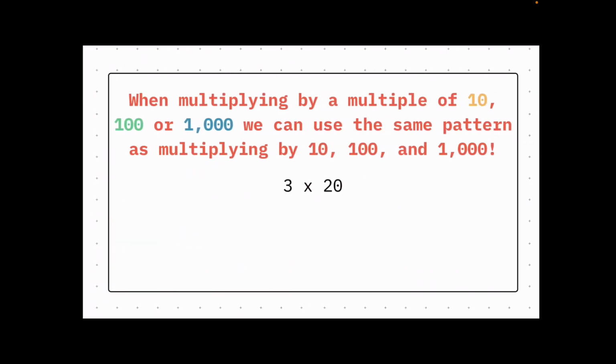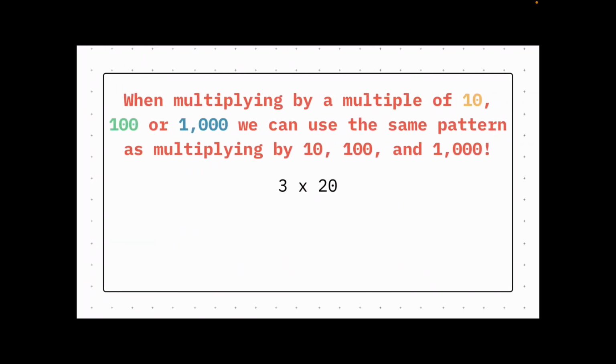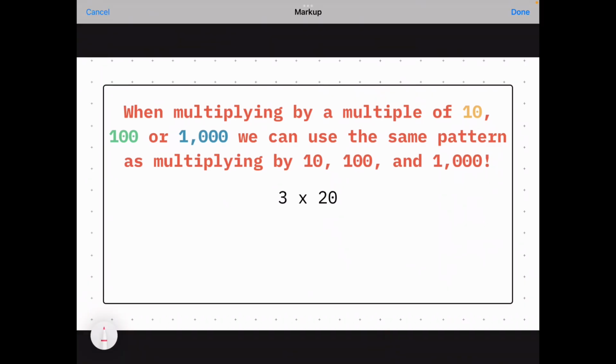When we multiply by a multiple of 10, 100, or 1,000, we can use that same trick that we use when we multiply by 10, 100, or 1,000. Find the fact within it, add the zeros. So for example, I see 3 times 2, which I know is 6, and then I only have 1 zero. I can do this trick because 20 is a multiple of 10.